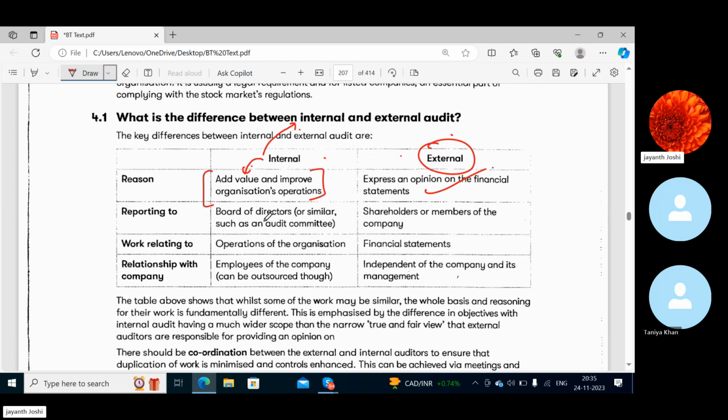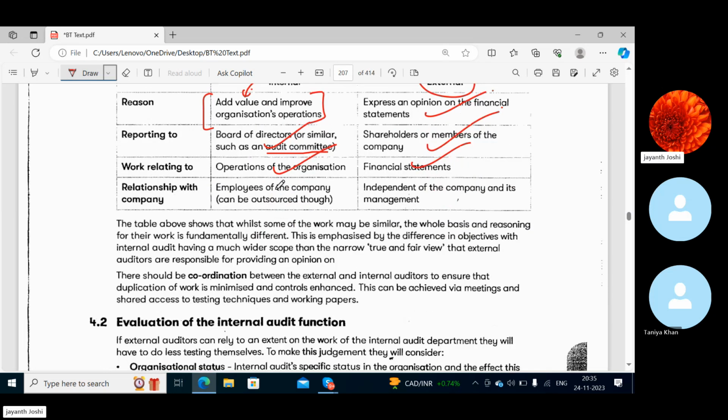On reporting, internal auditors report to the board of directors, generally through the audit committee, and the audit committee has directors. External auditors report to the shareholders or members of the company. Their work relates to the operations of the organization for internal, and to the financial statements for external. On relationship with the company, internal auditors are employees of the company. External auditors are independent of the company and its management. Sometimes it is not necessary that there be an internal audit department. That work can be given to someone else to do, that is, it can be outsourced. Some third party can come and do this.